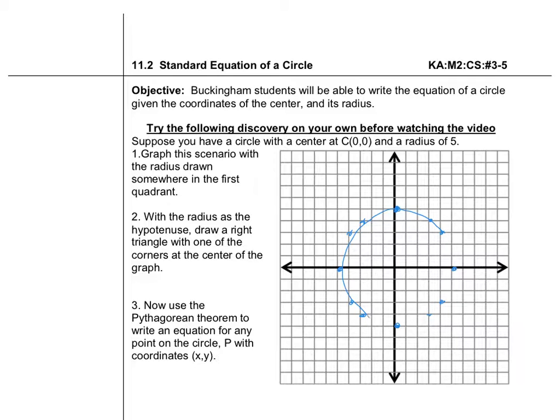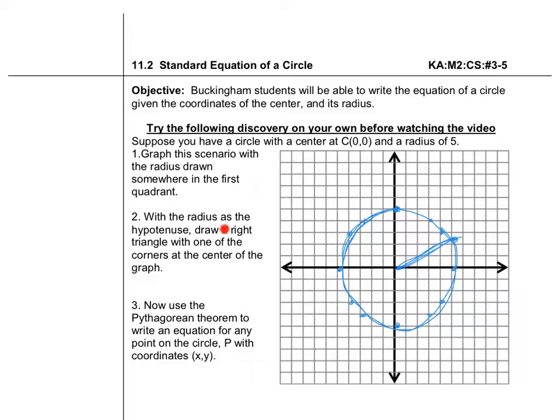I'll try my best to draw it on here. I know I'm using the iPad pen, so it's not perfect. But we got this circle. So it says graph the scenario with the radius drawn somewhere in the first quadrant. So let's go ahead and draw the radius. We'll just draw it in the first quadrant. And I'm not going to draw it with one of the points. I'm just going to draw it like this, some arbitrary point that we don't know where it's at.